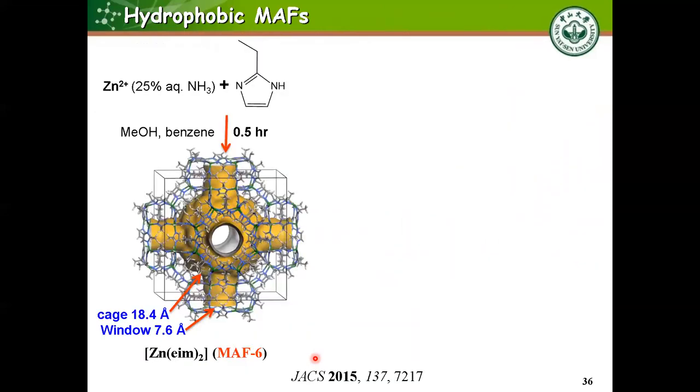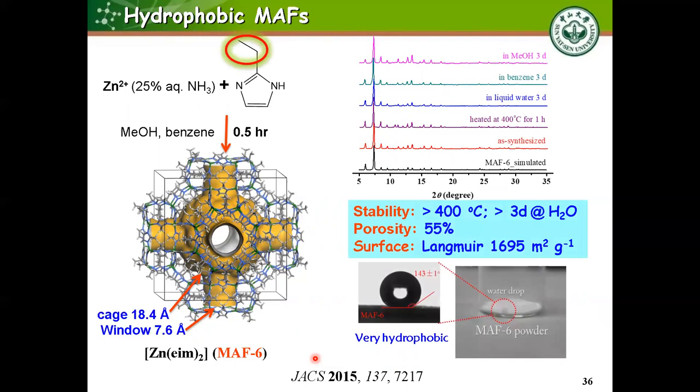Another typical hydrophobic MAF is MAF6, composed of zinc and SO imidazolate. There are SO groups on the pore surface, thus it is very hydrophobic. The cage of MAF6 is quite large, with a large aperture size of more than 7 angstroms. MAF6 is very stable to heat, and to polar and nonpolar solvents.